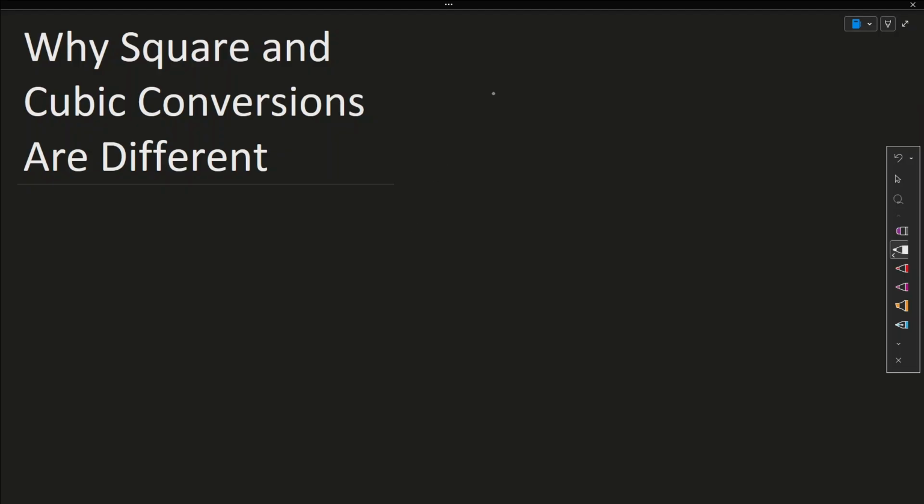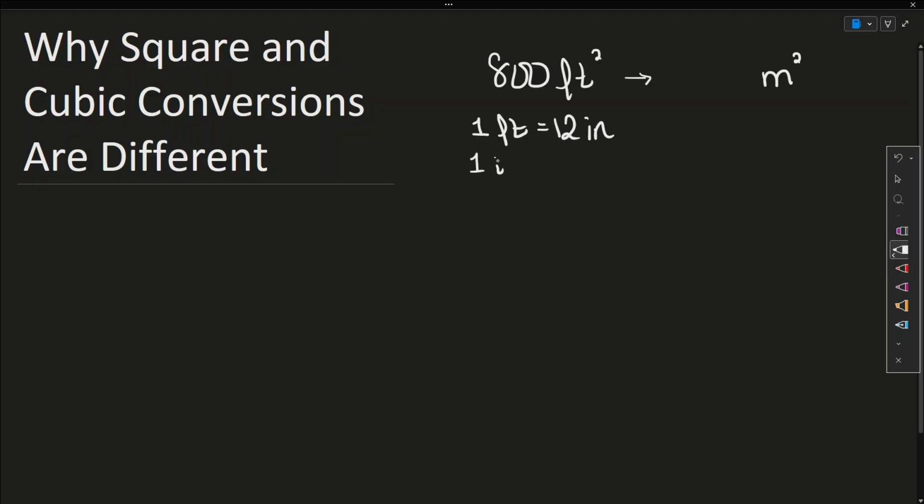Now let's do a more realistic example. Let's suppose we have an 800 square foot room, and we want to know how big this is in square meters. We begin with a length conversion. We do know that 1 foot is 12 inches. We know that 1 inch is 2.54 centimeters. And we know that 100 centimeters is equal to 1 meter.